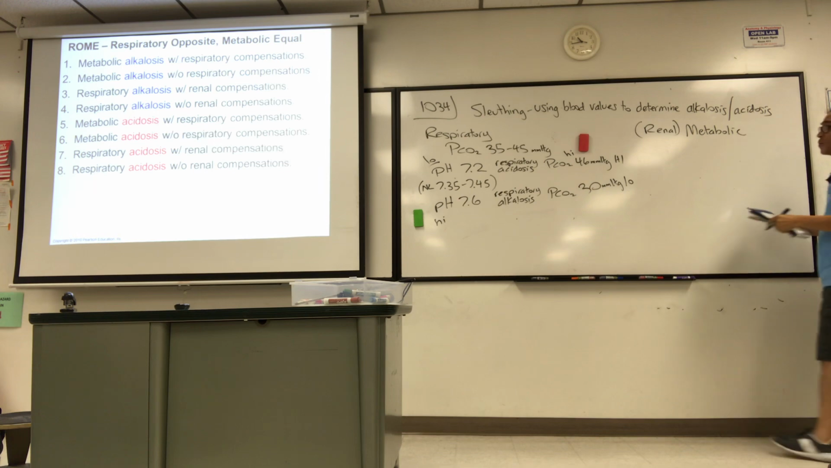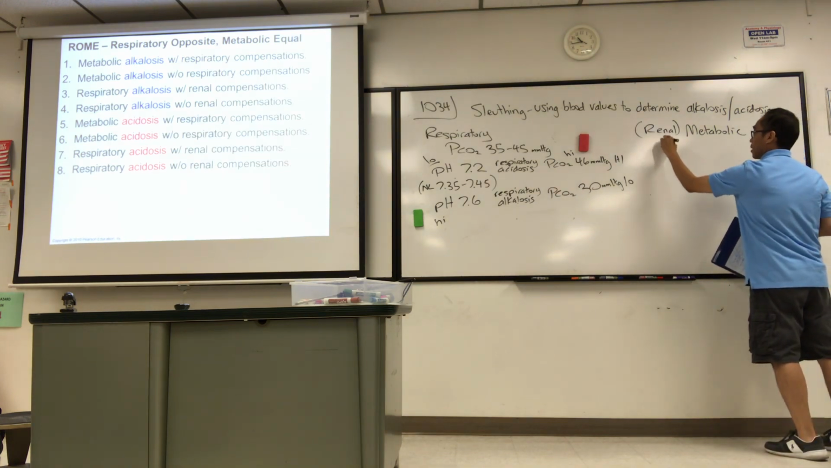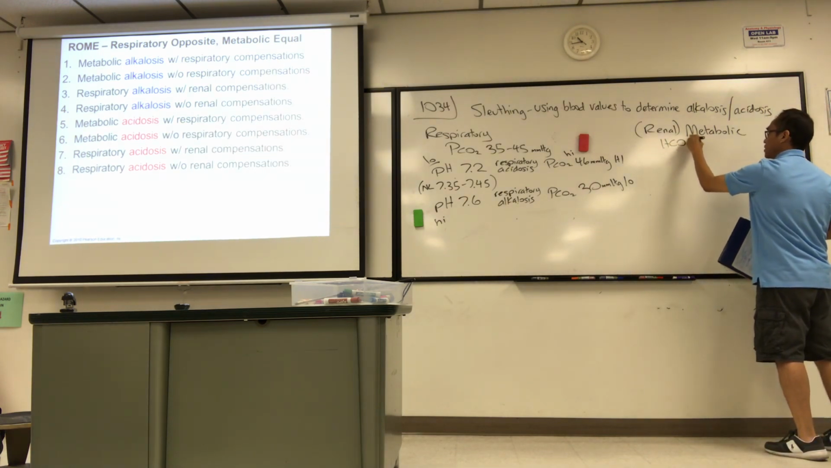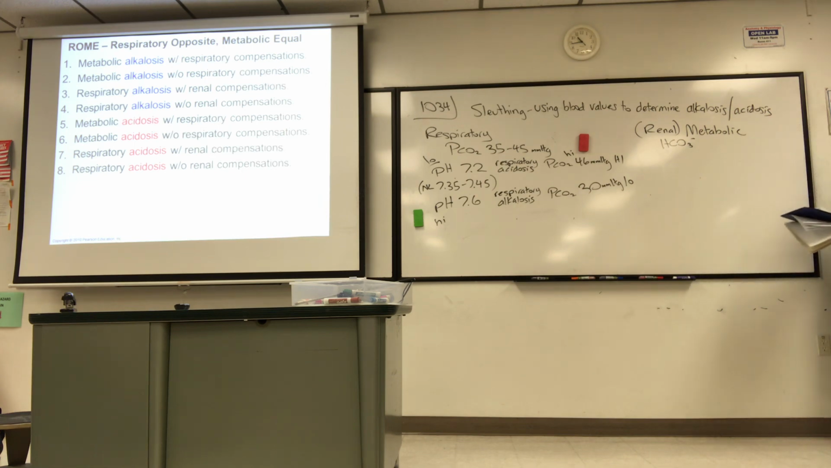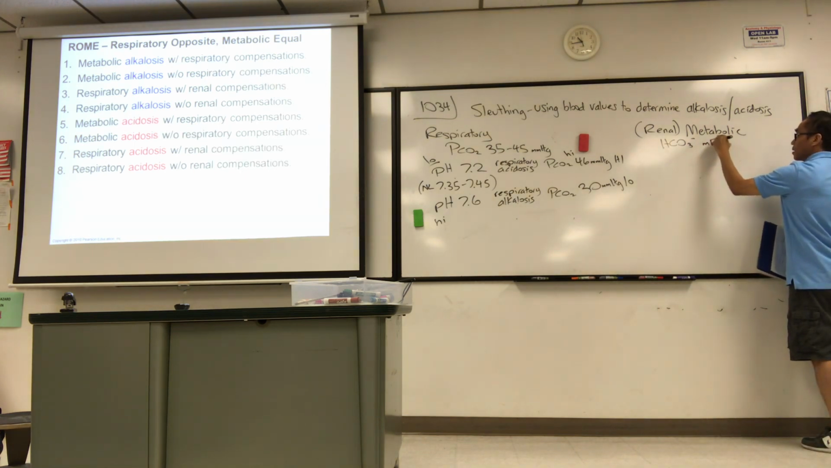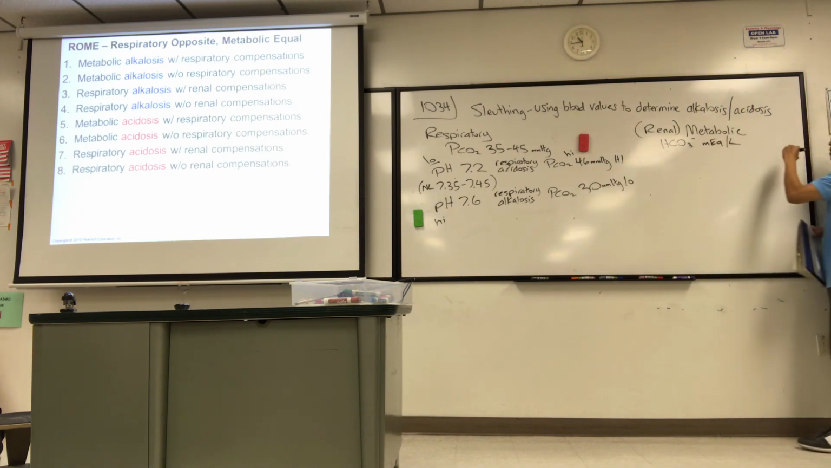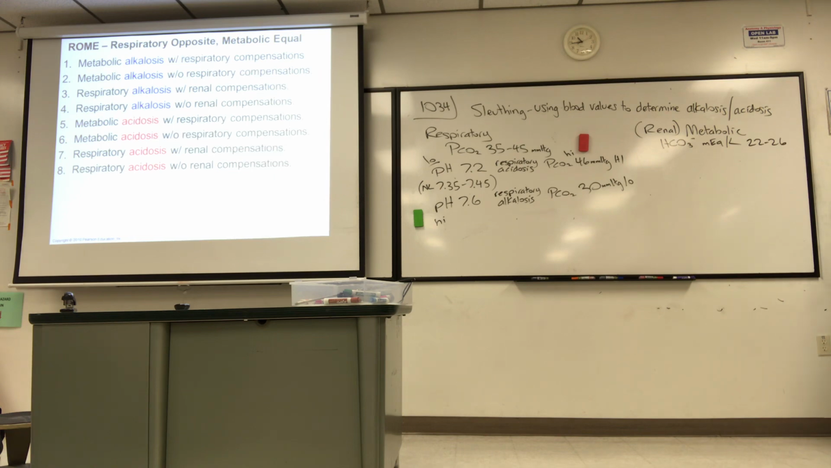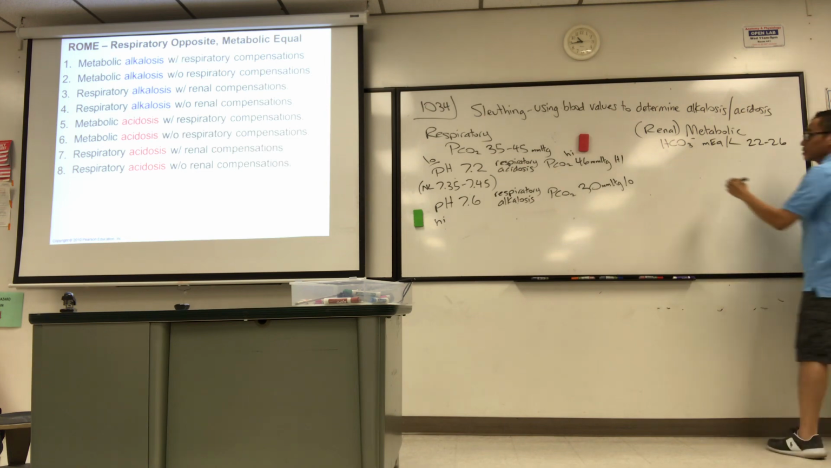And what you want to do is look at bicarb level. Now the units they use in the clinics is milliequivalents per liter. And the normal range should be 22 to 26. And that's the normal range for bicarb. So if it's a metabolic cause, the pH.